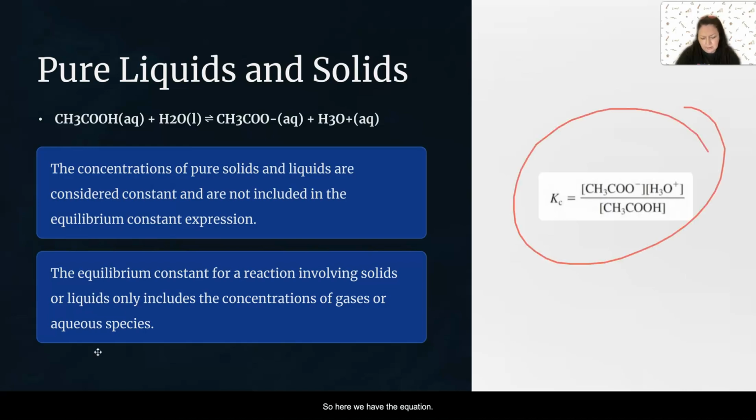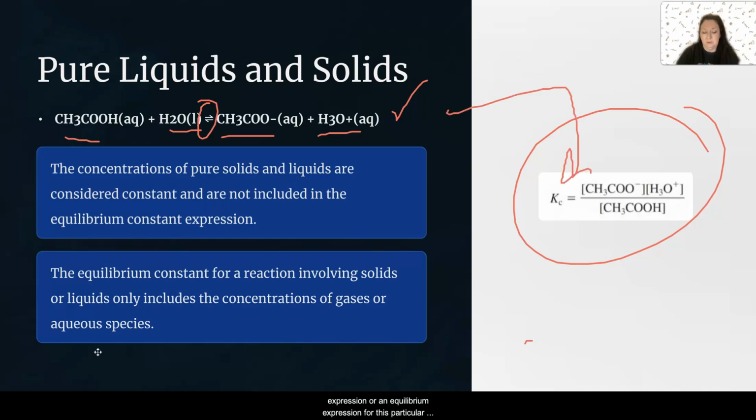So here we have the equation, and this is a good example. We have acetic acid, which is put in water, it dissociates, and we get the acetate ion and the hydronium ion. Okay, so what happens is it reaches equilibrium. So if I am at equilibrium, then I can write a K expression or an equilibrium expression. For this particular one, they're all aq, so this one's definitely a Kc. It could not even be a Kp, even if it really wanted to, because they're aqueous solutions.